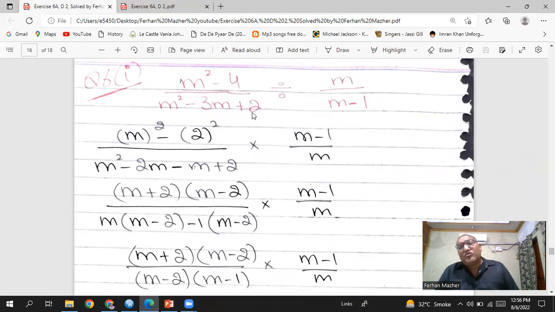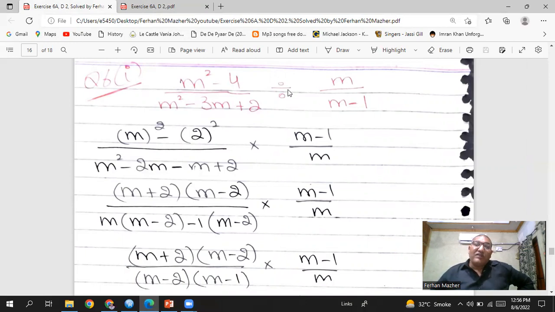So the factors of 2 are 1 multiplied by 2. By adding, I want minus 3. So the pair I will choose is minus 1 and minus 2. That's why I've written here m square minus 2m minus m plus 2. This is mid-term breaking.